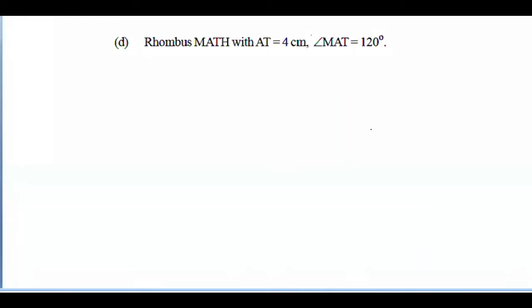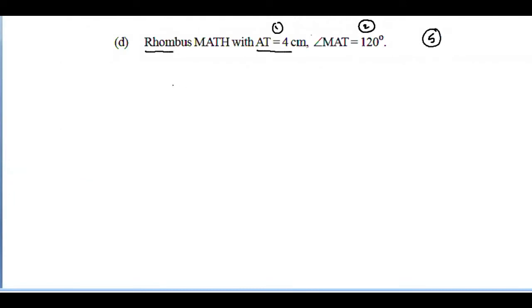Now next question: rhombus MATH with AT equal to 4 centimeters and angle MAT equal to 120 degrees. Here we have only one measurement and one more angle they gave. Total we have two measurements. To construct the quadrilateral we require a minimum of 5 independent measurements. But here they mentioned rhombus. In a rhombus all sides are equal.